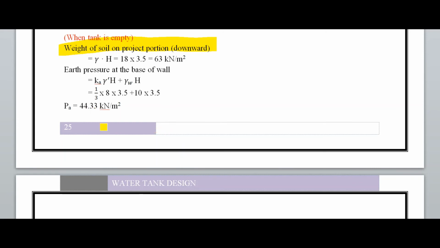The weight of soil on the projected portion is gamma into capital H, 18 into 3.5, so 63 kN per meter square. Earth pressure at the base of wall: K_a gamma dash into capital H plus gamma W into capital H. So the earth pressure is 44.33 kN per meter square, which we calculated earlier and used for the design of the wall. Same pressure is here.